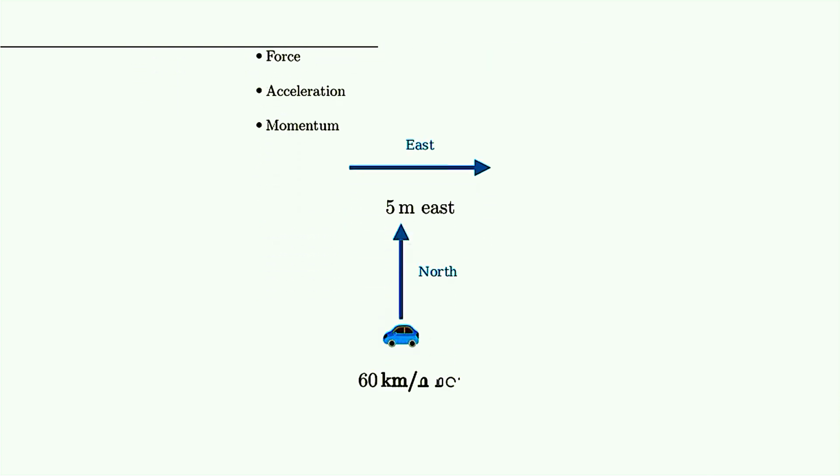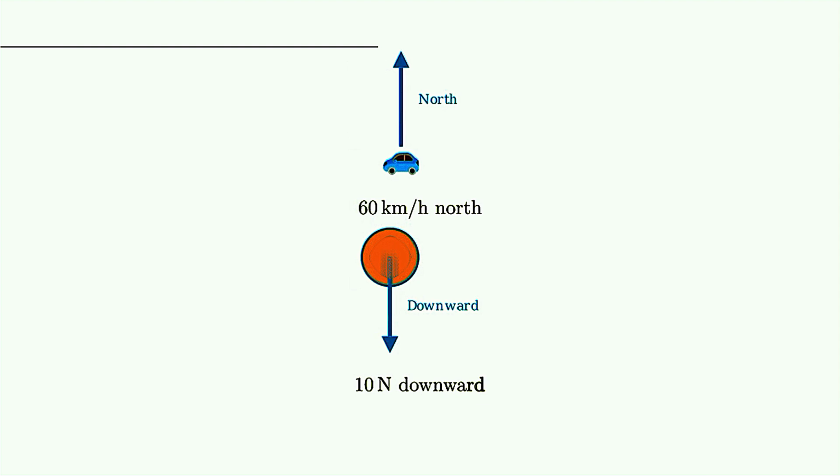Velocity is another example of a vector quantity. When we say a car is moving at 60 kilometers per hour toward the north, we're specifying both how fast the car is moving and the direction in which it's moving. Force is also a vector quantity. When we apply a force of 10 newtons downward on an object, we're specifying both the strength of the force and its direction.